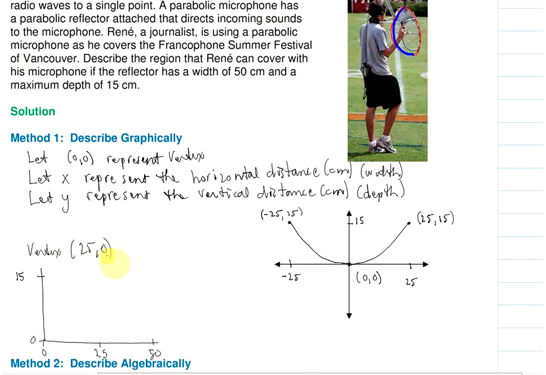So what would that look like? Well, we're going to have a point at 0 and 15. We're going to have a point at 50 and 15, and we will have a vertex at 25 and 0. And we will get this. So you can see, you can position your parabola just about anywhere on the Cartesian system. And if you remember, this is very similar to your graphing project that I had you do.